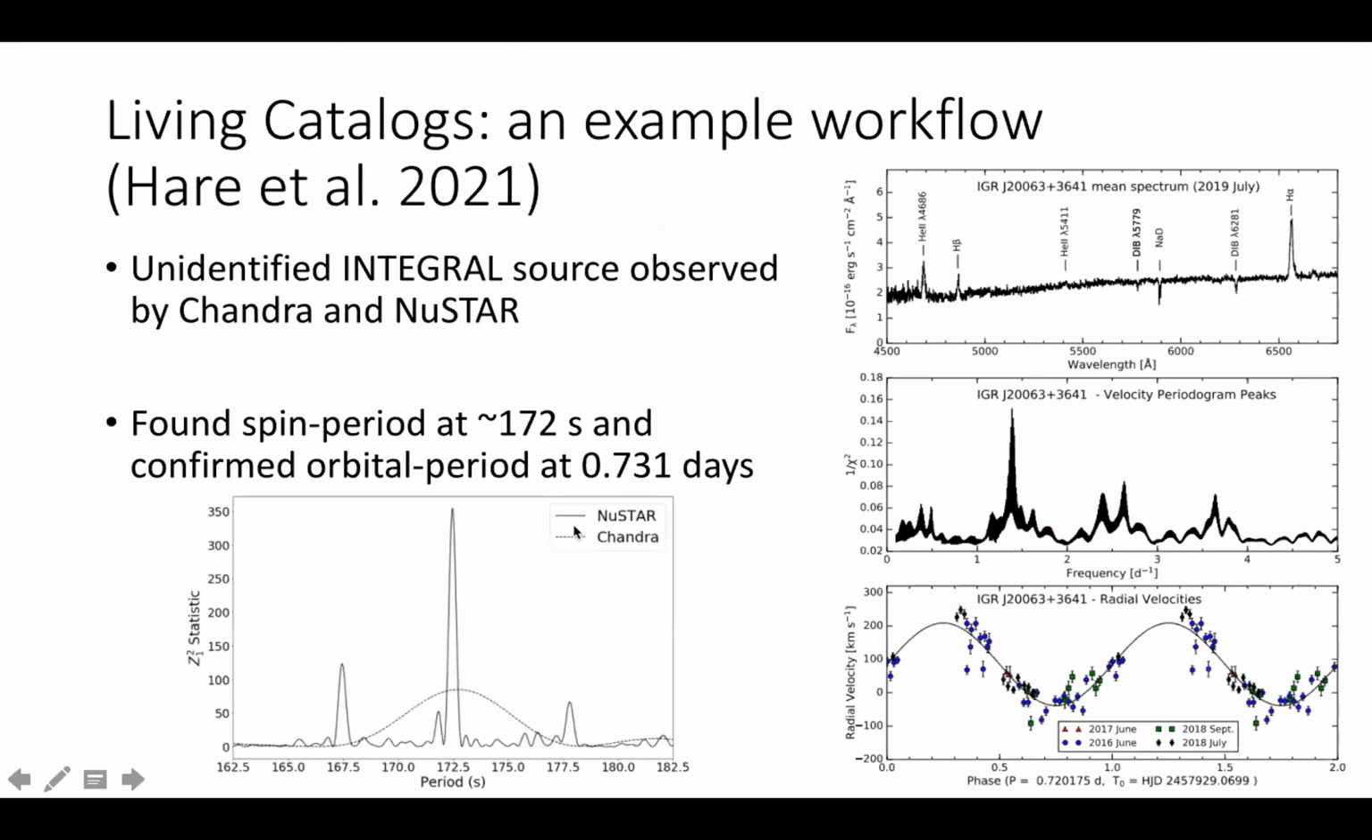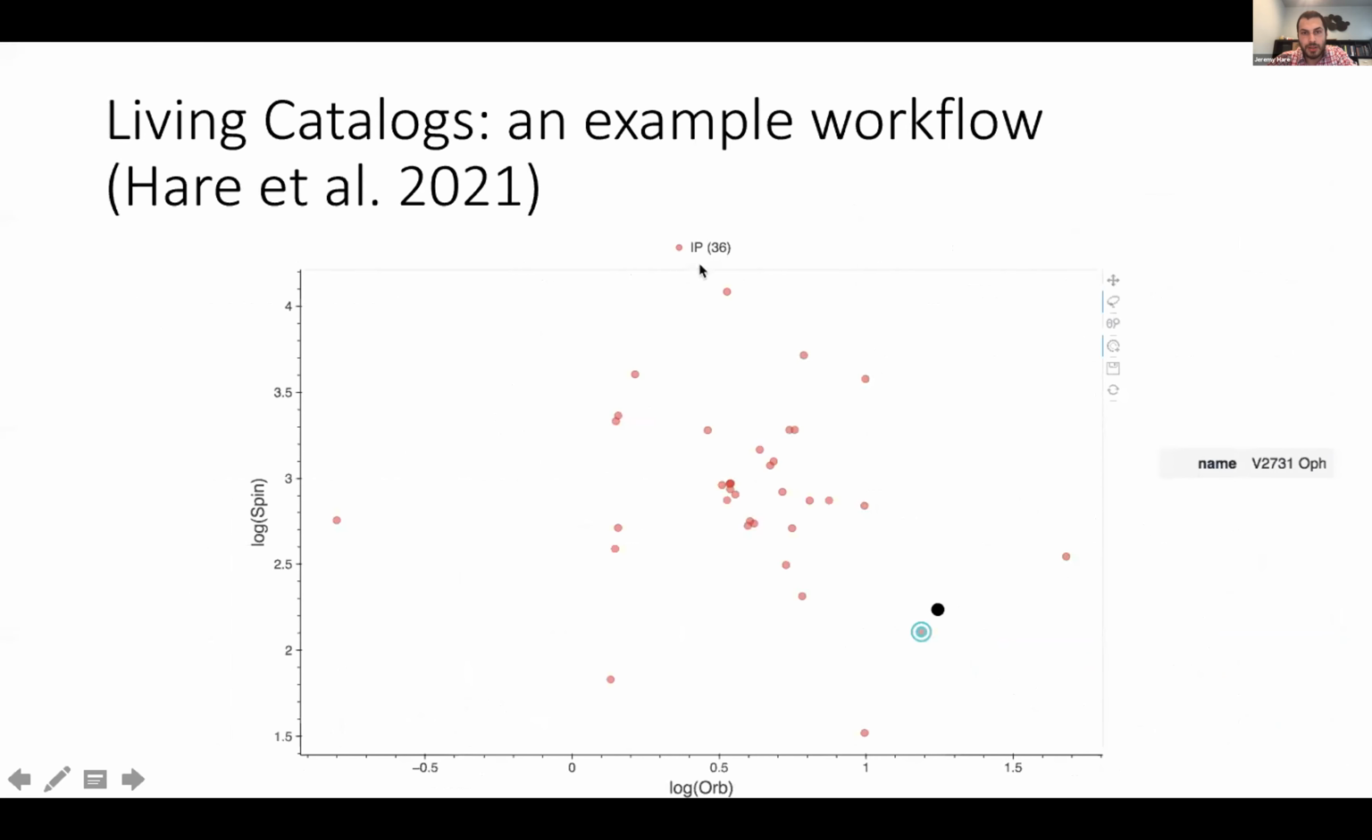Okay, thanks. So basically, here's an example workflow of how we want these living catalogs to work. This is from a paper we recently published where we were looking at unidentified INTEGRAL sources. One of these sources from a previous paper was confirmed to be a CV, but we weren't sure whether it was a polar or intermediate polar. So in our recent work, we found a spin period in the X-ray data and then confirmed an orbital period through radial velocity curves. So basically what you would do then is take this source and upload it to this intermediate polar catalog and plot the spin versus orbital period and see what other intermediate polars look similar to your source.